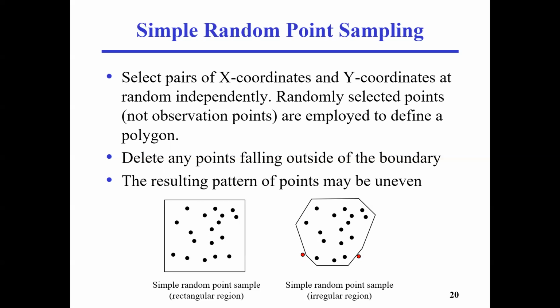Let's just use a more precise word. Which observations or which individuals should be sampled? Which individuals or observations should be eliminated? Those within the randomly created polygon should be sampled. Those outside of this randomly created polygon should be eliminated. In this specific example, 2 red individuals are deleted. So this is simple random sampling method with a spatial context.